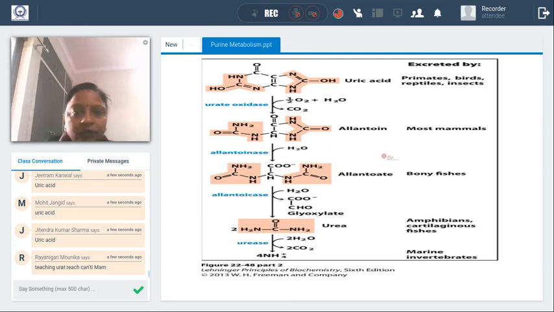Now this topic ends, and any queries you can write in the box. And also I will take a test tomorrow on this whole purine metabolism.